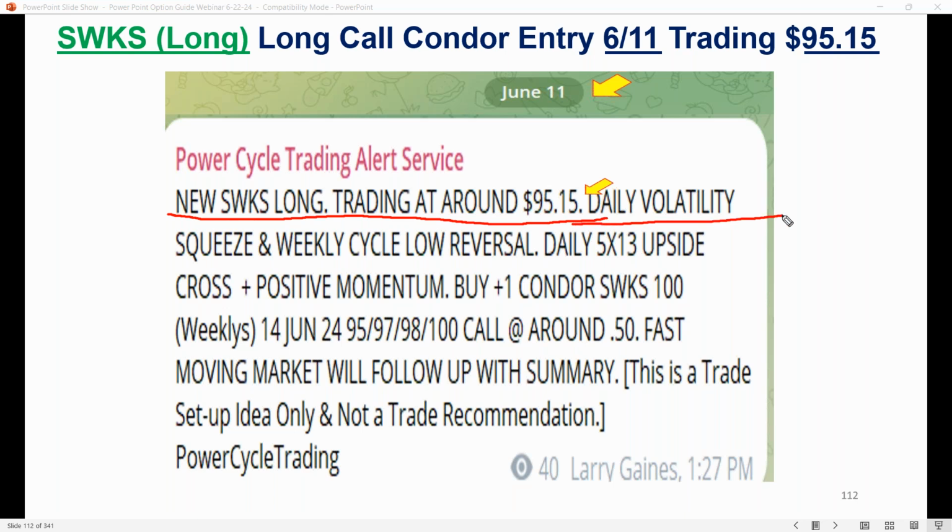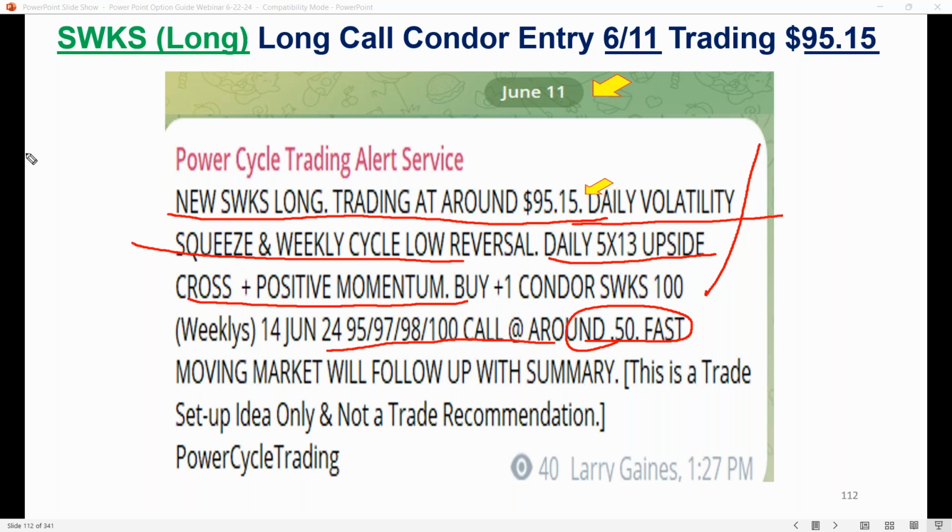So this had a volatility squeeze and a weekly cycle low reversal, plus a 513 upside cross. I give very descriptive alerts when I send it out, so you understand the thinking while I'm doing the trade, or sending out the trade. So this was set up for a big breakout, 95, 97, 98, 100 call condor at $50, and this thing just blew straight to the upside. But this shows you the trade selection process.